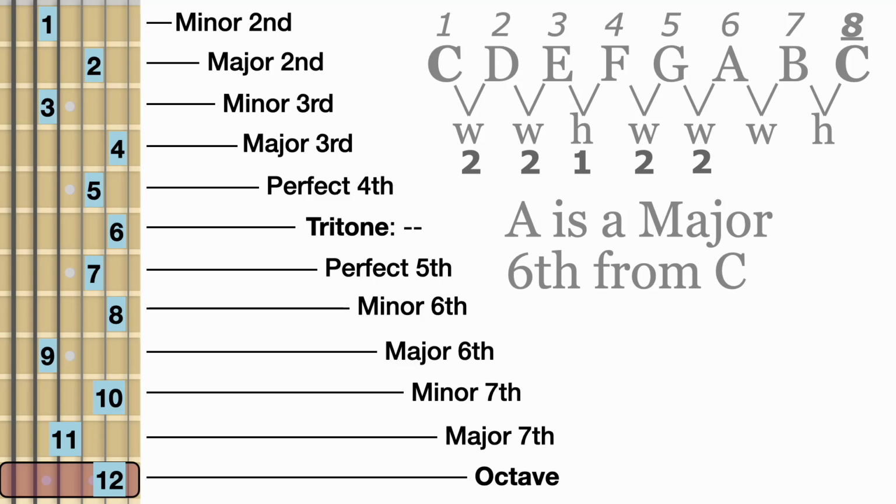Now, the one thing I do want to point out here is this is where intervals and keys can get a little confusing. We all know that A minor is the relative minor of C. But here when we're looking at intervals, we're saying that A is a major 6th from C. And you may be thinking, wouldn't it make sense that if A is the relative minor of C, in the scale it should be a minor 6th? That's not really what we're talking about when we're talking about intervals in the scale. What we're talking about here when we're looking at intervals is a distance, right?